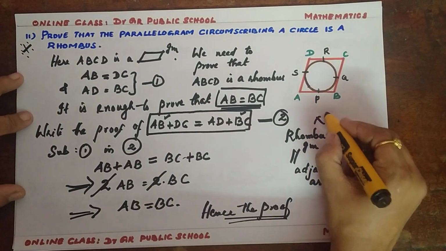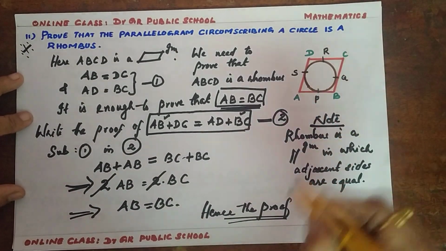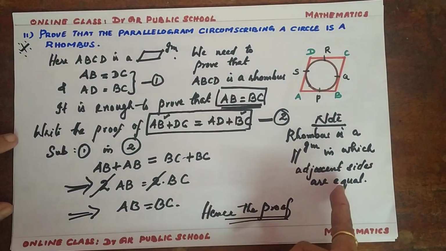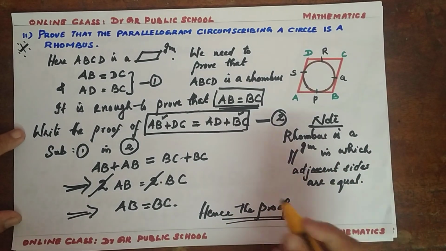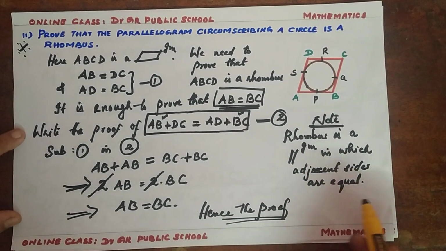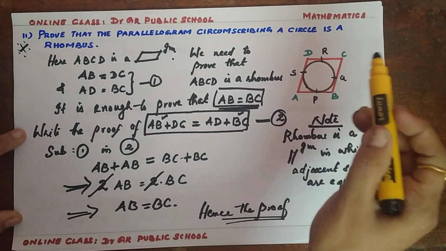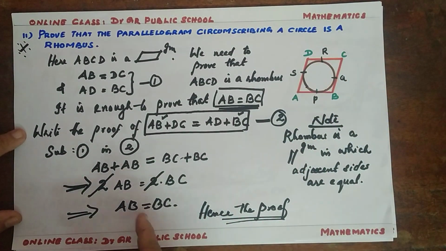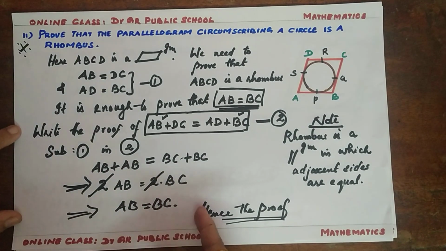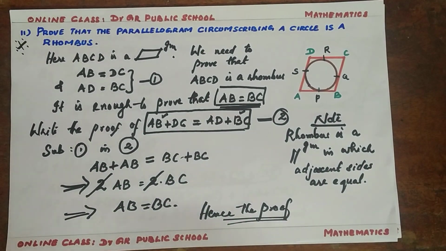This is the property we are applying here. You need to note down this one. A rhombus is a parallelogram. You can write at first: a rhombus is a parallelogram in which the adjacent sides are equal. Hence, no need to prove all the 4 sides are equal. If you can prove that the adjacent sides are equal in a parallelogram, then definitely it will be a rhombus. So, this is a very important question.